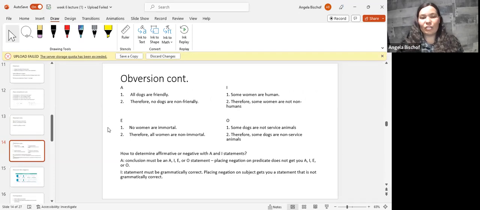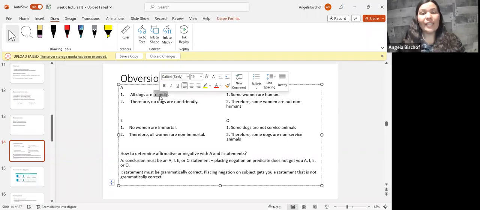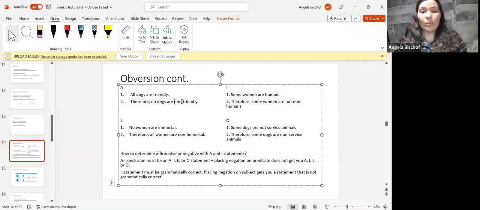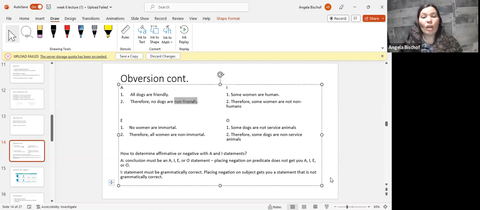So let's consider the arguments. First, our A statement. We have the A statement premise, all dogs are friendly. We're doing an aversion. So we have all. We want to flip that to its negative because that's affirmative. So that's no. That's pretty easy, right? Anytime you see an all, you just have to change it to no. Every time you see a no, you have to change it to all. In this case, we have an all, so we're changing it to a no. And then we consider our predicate, which is friendly, and we just plug in the class complement of that, which is non-friendly.